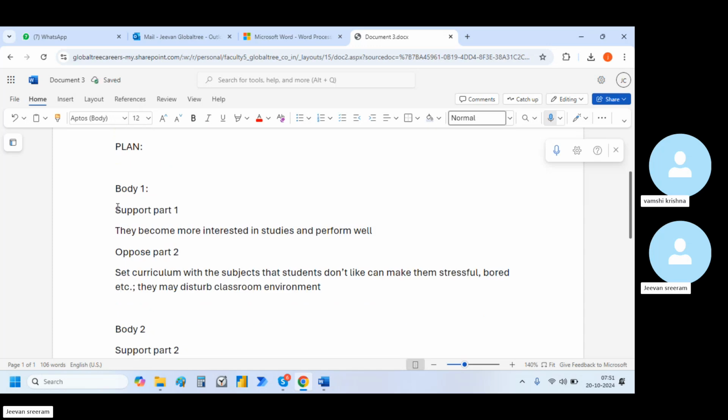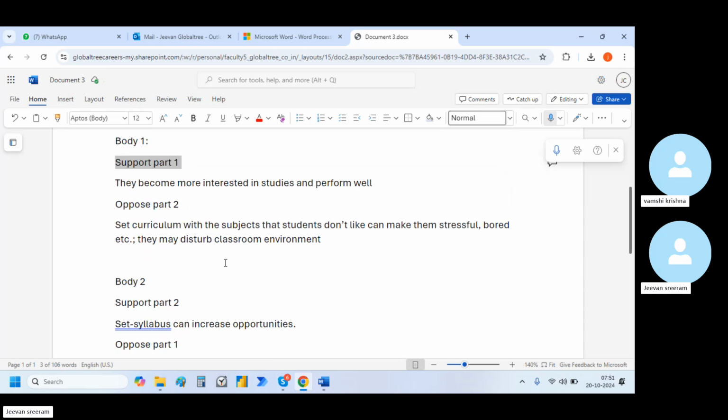So in the body paragraph, I will support part one like this: they become more interested in studies and perform well if they are allowed to study their own subjects. In the same body paragraph one, meaning what we write immediately after the introductory paragraph, I'll oppose the idea of making the students study a fixed syllabus. A set curriculum with subjects the students don't like can make them stressful. A set curriculum is irrespective of their interests and tastes, right? Obviously, there might be some subjects which the students don't like, and making them study such subjects can turn them stressful, bored, etc. They may even disturb the teachers and other students, spoiling the entire classroom environment.